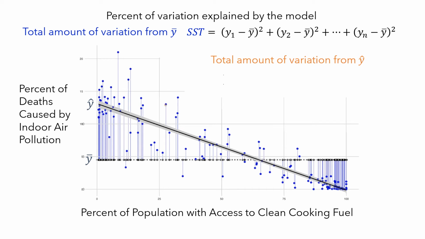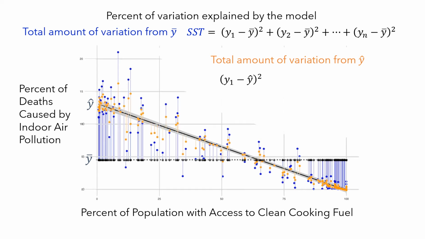Now, if we look at the first data point in our list, out of the total distance from the mean to the data point, our model can explain the first part of that distance from the mean. That is, the model predicted that this country would have a higher than average percentage, but its prediction was a bit low. So the part of the deviation that our model can't explain is this distance from the predicted value to that data point, which we can represent as y sub 1 minus y hat. And as before, we'll square it to make it positive.